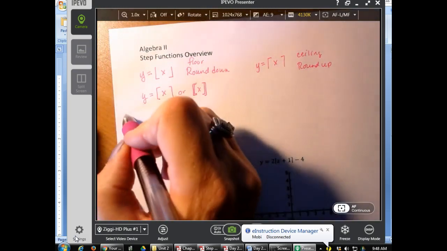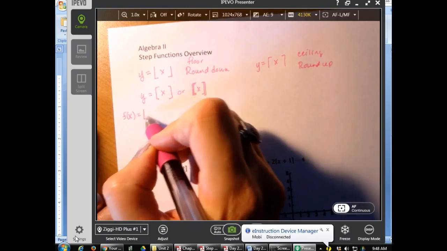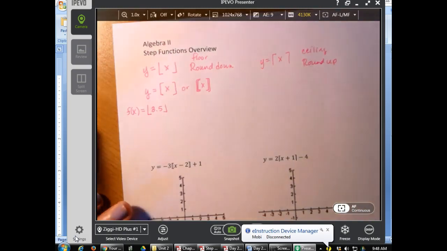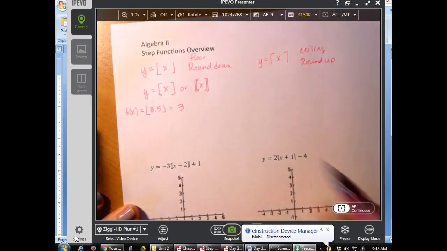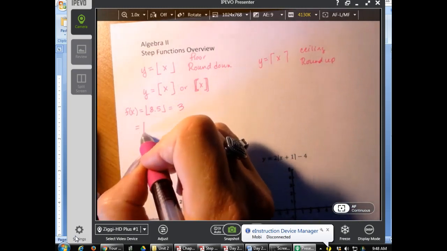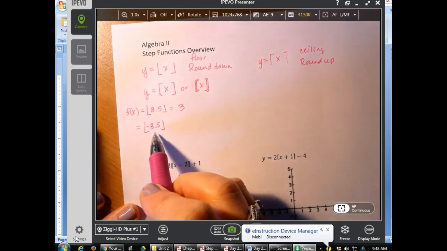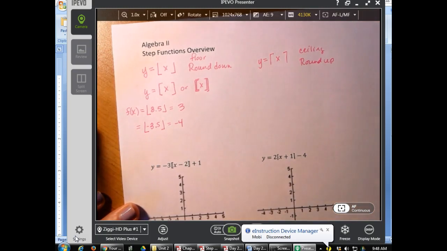So if I need to apply the floor function to 3.5, that just means round down, so I would get a 3. If I have a negative 3.5, the next lower integer is not actually a negative 3. It's actually a negative 4. So that's what I'm talking about with that function. So be careful there.